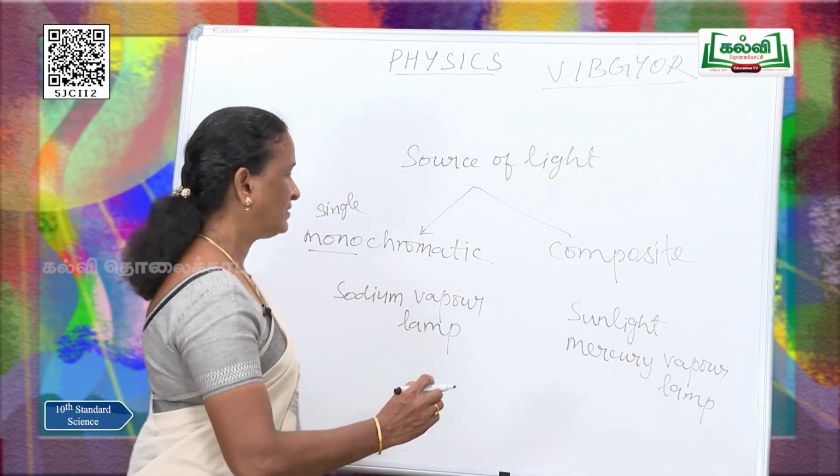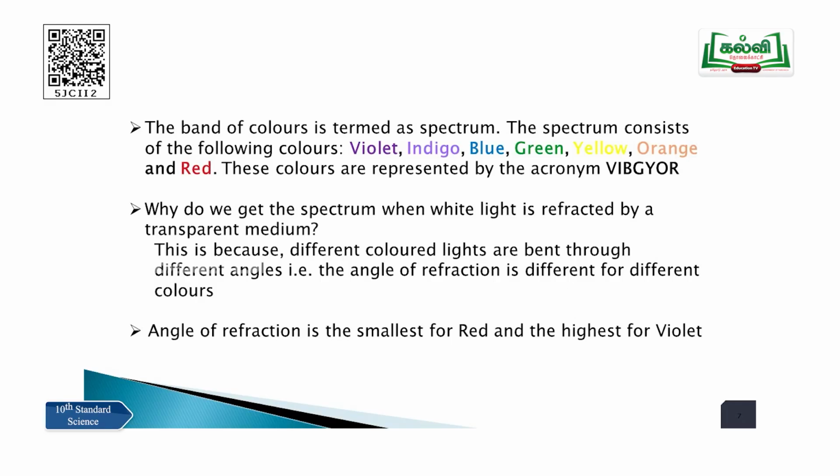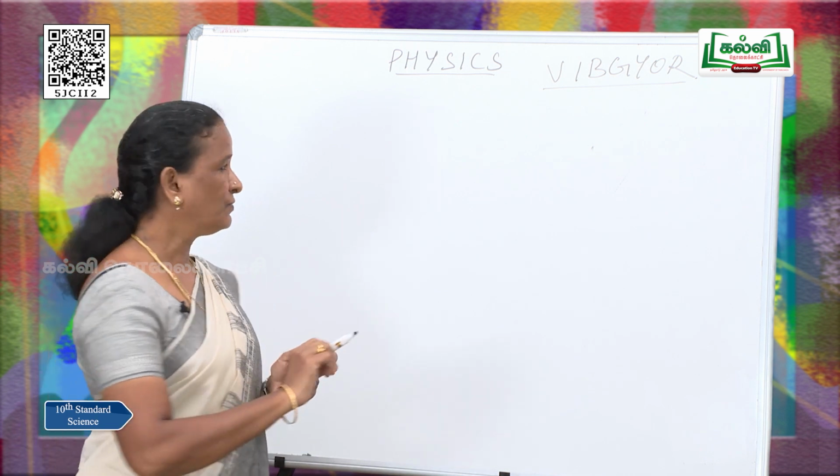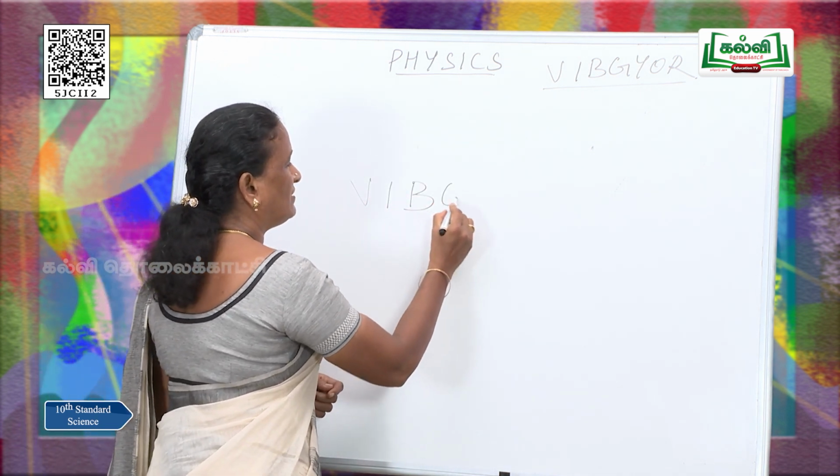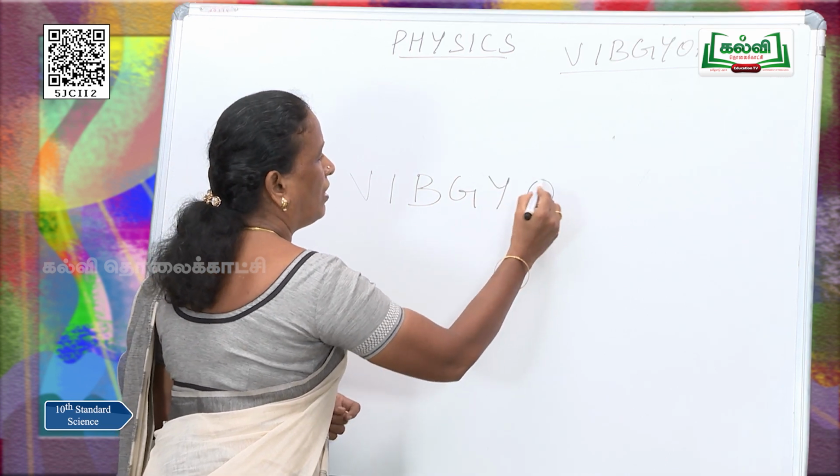The colors produced by the composite light are remembered by the acronym VIBGYOR. You see here, V is violet, I is indigo, B is blue, G is green, yellow, orange and red.